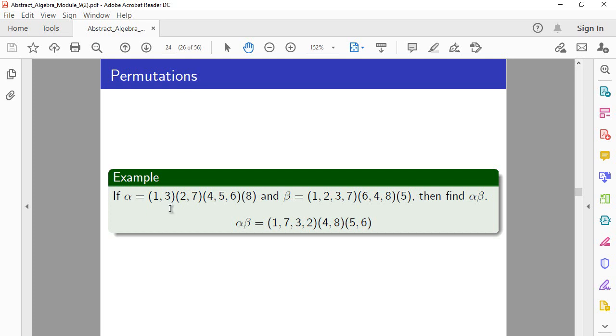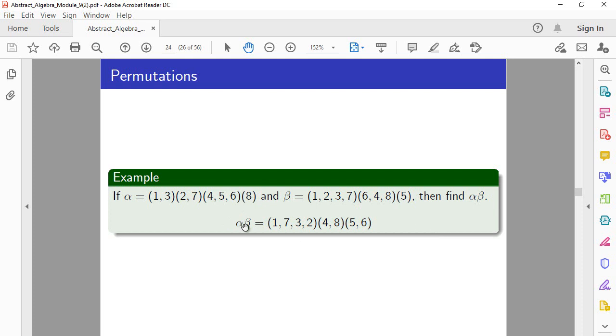Let's say alpha is this product of cycles and beta is this product of cycles. Now, since this one is a cycle of length 1 and this is a cycle of length 1, we really don't have to write them because they are just the identity permutation. Any one-cycle is just the identity permutation. So when we take the composition, we don't really need to write it.